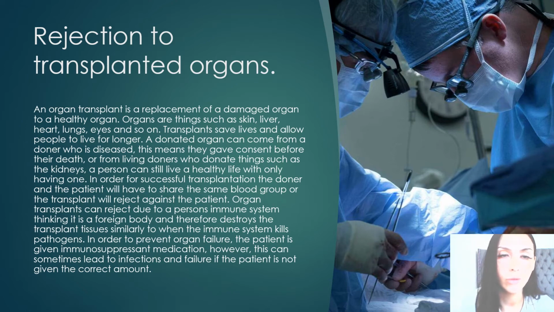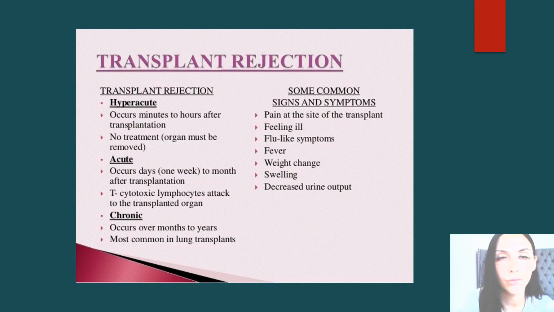Organ transplants can reject due to a person's immune system thinking it's a foreign body and therefore destroying the transplant tissues, similarly to when the immune system kills off pathogens. In order to prevent organ failure, the patient is given immunosuppressant medication. However, this can sometimes lead to infections and failure if the patient is not given the correct amounts.